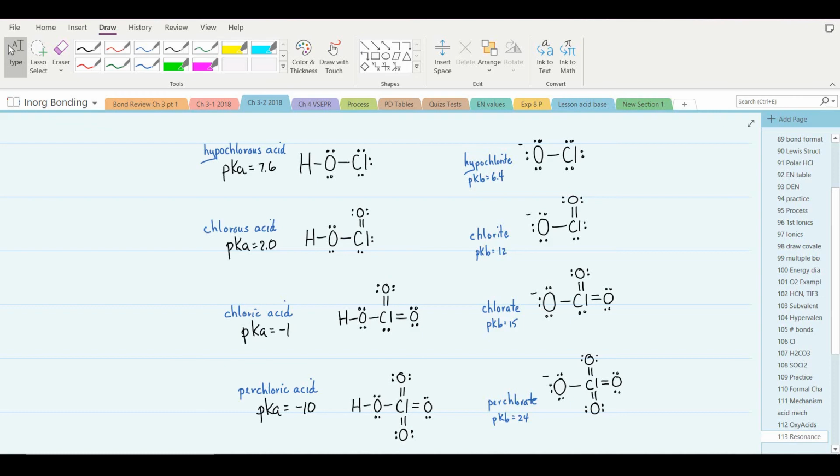Take a look at the acids. Look at the huge increase in acidity as we add more oxygens. From a pKa of about +8 to -10, that's approximately 18 powers of 10 difference. That number is too large to even comprehend. And all we've done is added a few oxygens. What's going on?